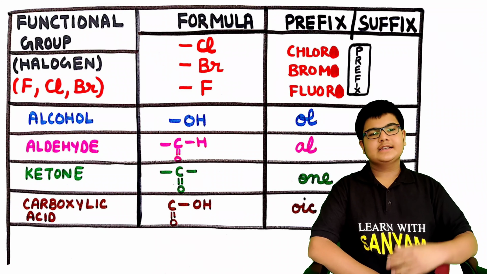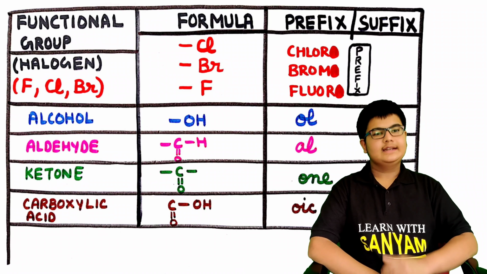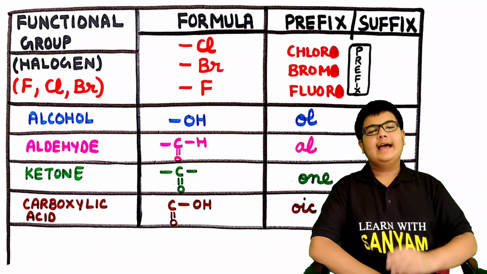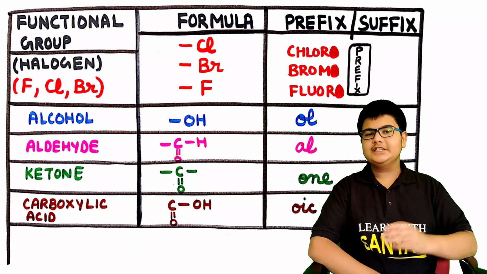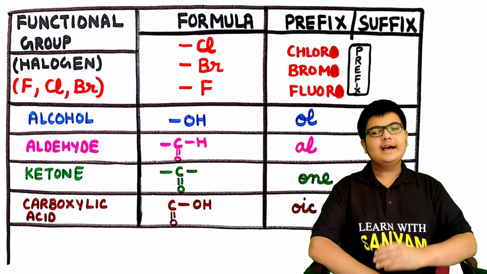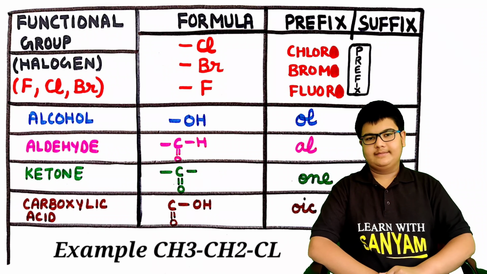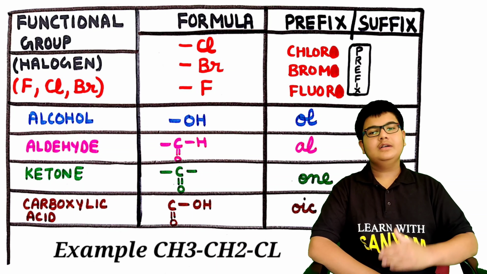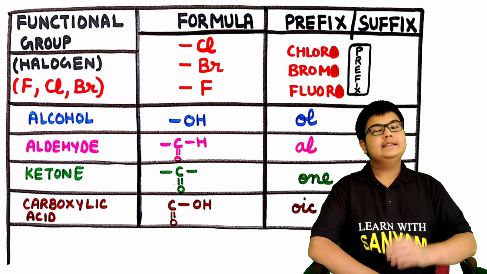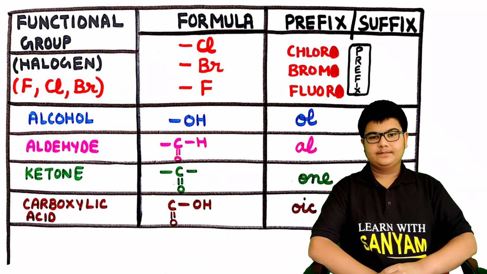So let's discuss a few important functional groups. First, halogens like fluorine, chlorine and bromine. To represent that a halogen is attached to the carbon chain, we will attach Cl, Br or F to any of the carbon atoms in the carbon chain. You will be able to understand them better when we do some examples. And while writing the name, the prefixes chloro, bromo and fluoro are used.